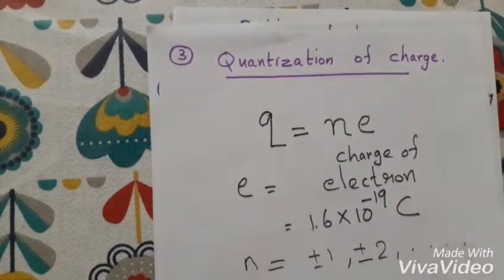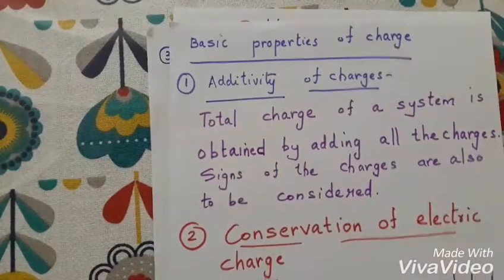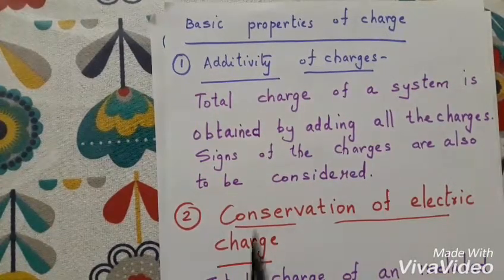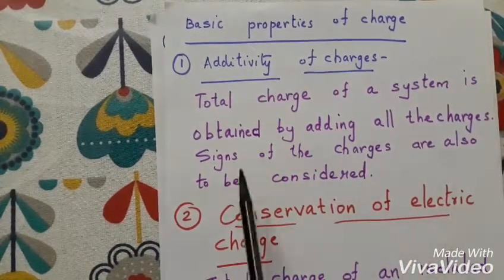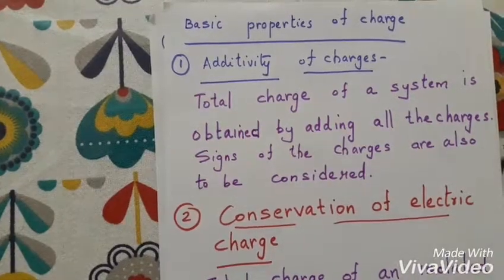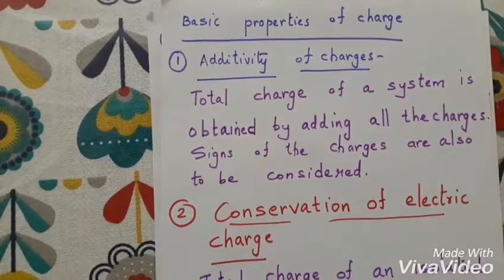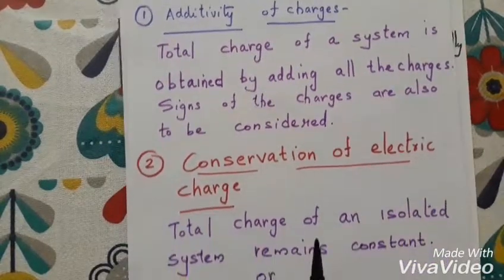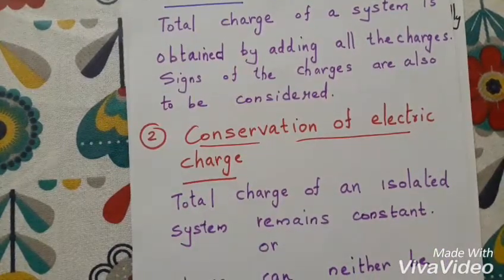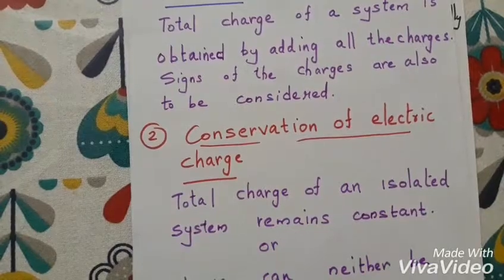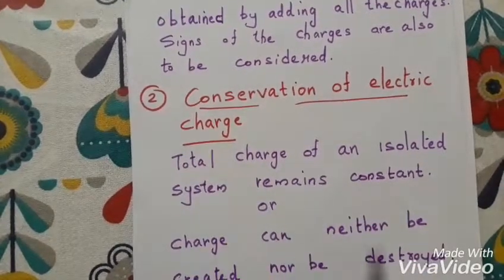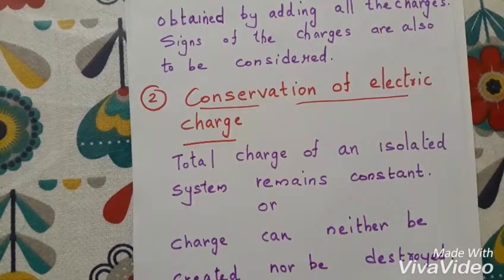So in conclusion, we will conclude all the basic properties of charge. First one is additivity of charges. Total charge of a system is obtained by adding all the charges. Signs of the charges are also to be considered. Second property is conservation of electric charge. Total charge of an isolated system remains constant, or we can say charge can neither be created nor be destroyed.